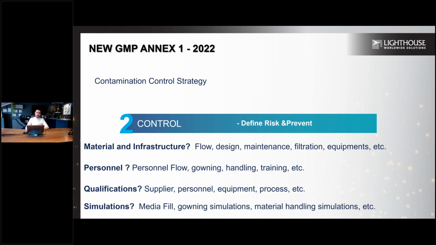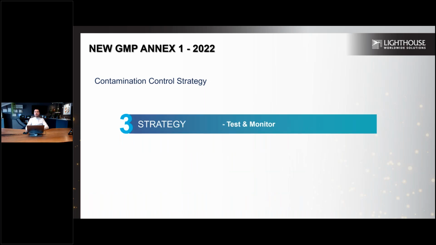And the simulations, your media fill, gowning simulations for the personnel, material handling simulations, all of them will give you a nice indication of control parameters. Number three will be our strategy. Now we already know the contamination sources and how to control them by critical control points. And now we have to develop our strategy.